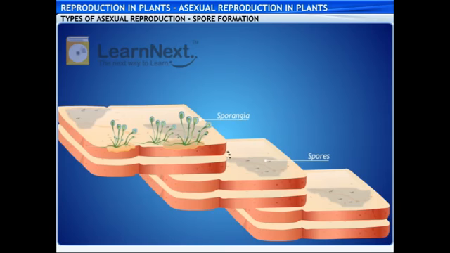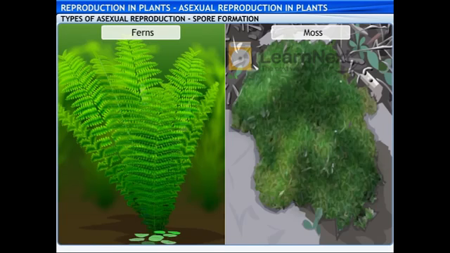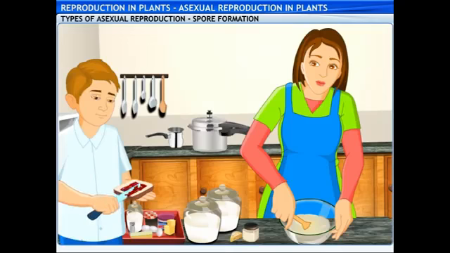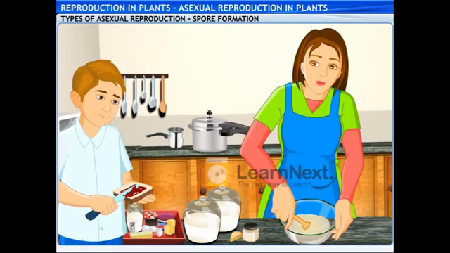As these spores are very light, they float and cover long distances in the air. When they fall on a suitable medium, they germinate and develop to form new plants. A few other examples of plants that use the same method of reproduction are ferns and moss. I'm starving. Let me treat myself to some bread and eggs.